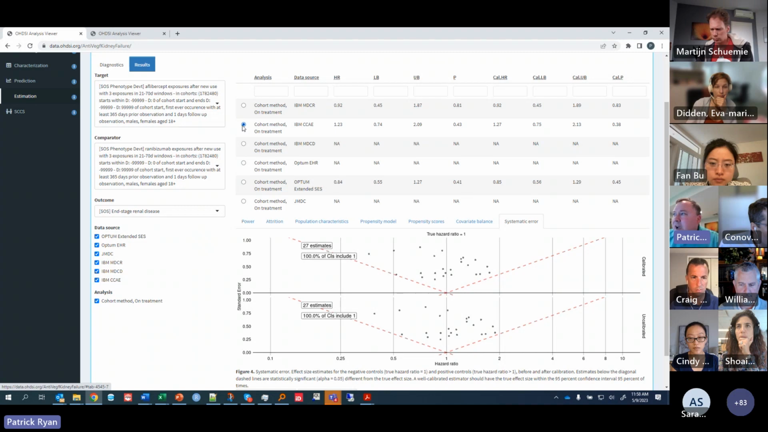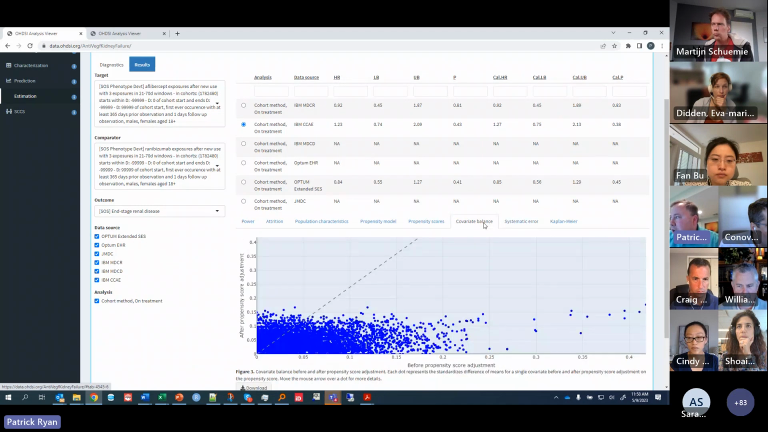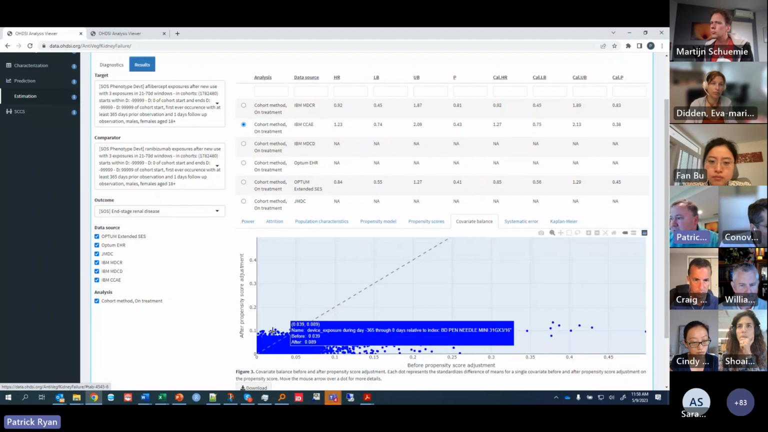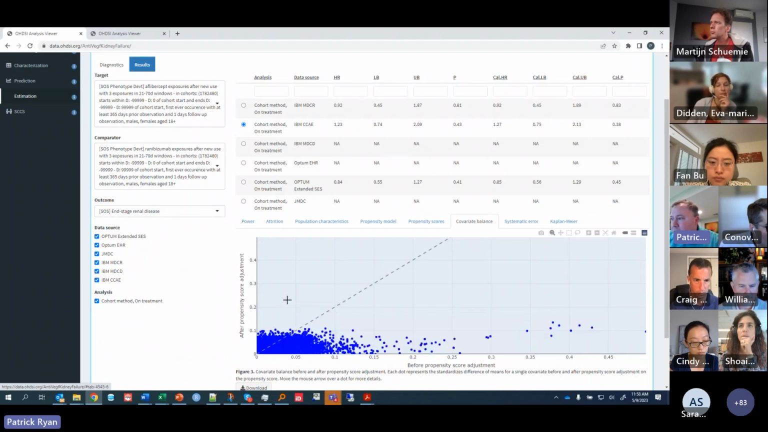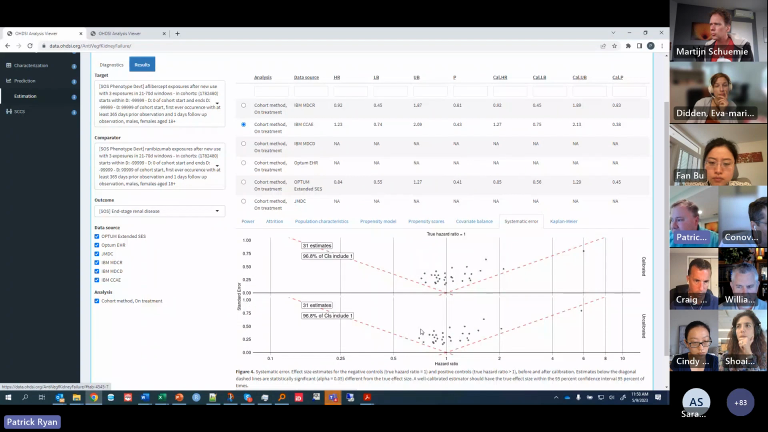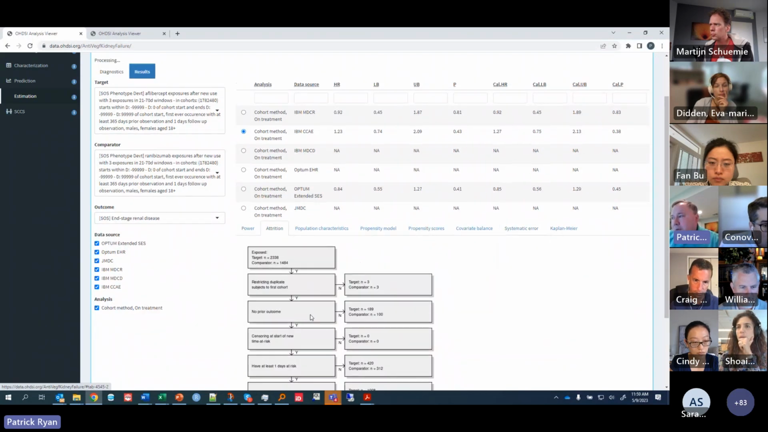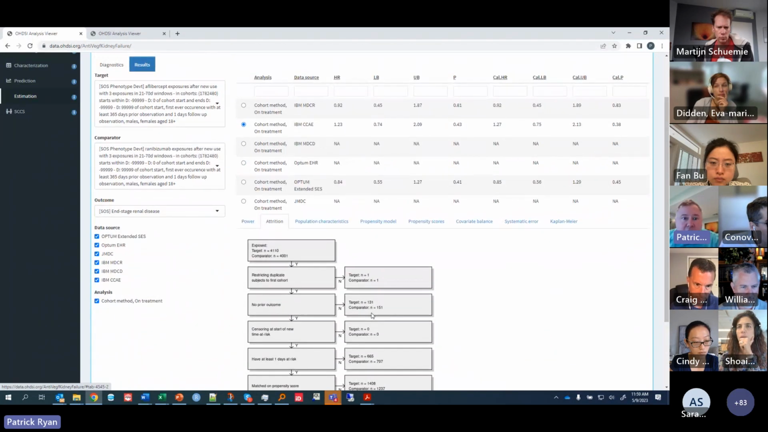In contrast, if I were to take that CCAE database that Fawn showed, we could look at the same thing, like the covariate balance, and what we will see is that indeed we're able to get those variables to be better adjusted. We see that the systematic error still looks good. We see that the attrition still looks good. So you're able to go through each of these comparisons and drill down to the specific information.